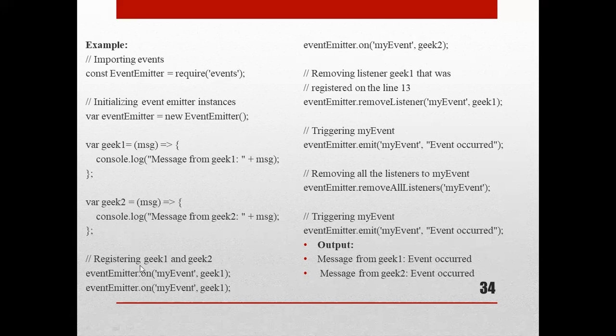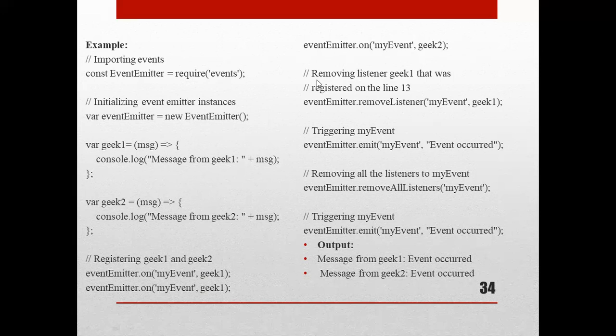Then now we have to register these two listeners here, jig1 and jig2, like eventEmitter.on. The event name is myEvent and the listeners are jig1 and jig2. Here you can see we have registered the jig1 listener twice. Then the next is eventEmitter.on myEvent jig2.